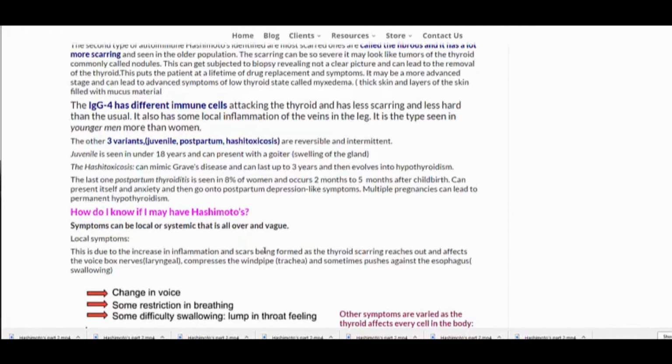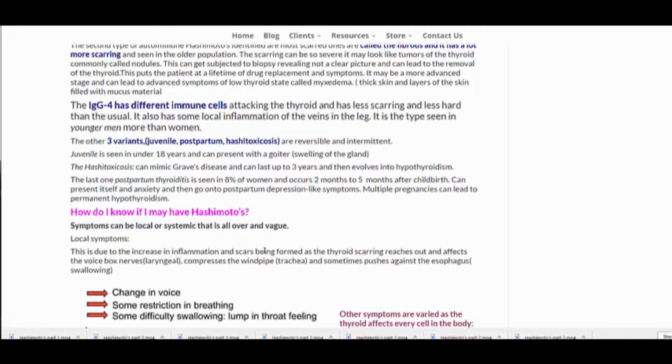The other three variants are juvenile, postpartum, and hashitoxicosis. These three are usually reversible or intermittent and sometimes self-limited. Juvenile is seen under the age of 18, and it can present itself with a goiter, and the kids tend to have normal thyroid function, high or low. Some of them go on to having low thyroid function for the rest of their life. Hashitoxicosis looks like Graves because there's a hyper phase, that's high thyroid. It lasts up to 3 years, but after that it's all downhill and goes down in function.